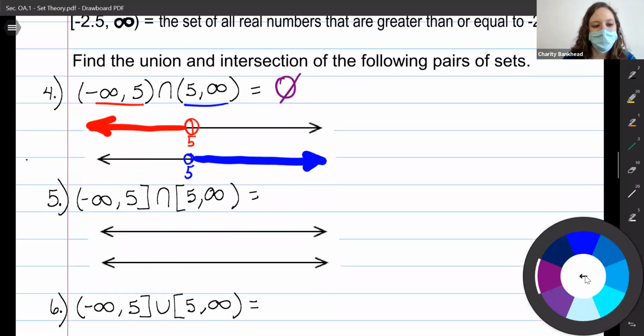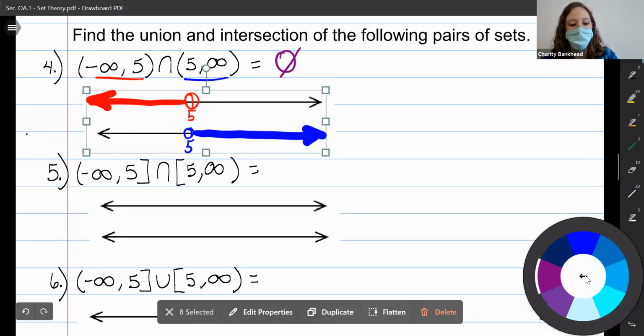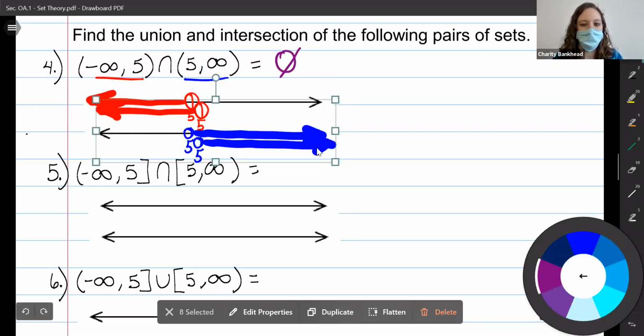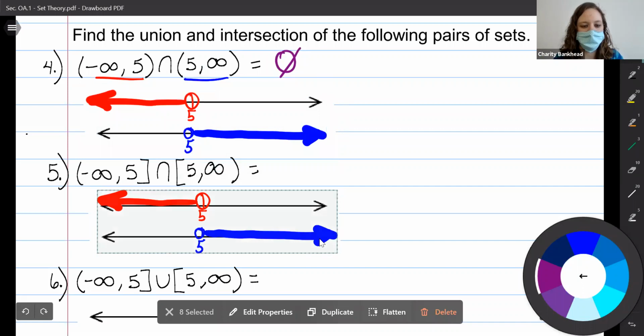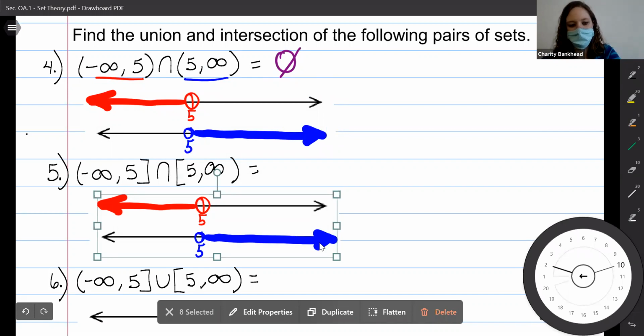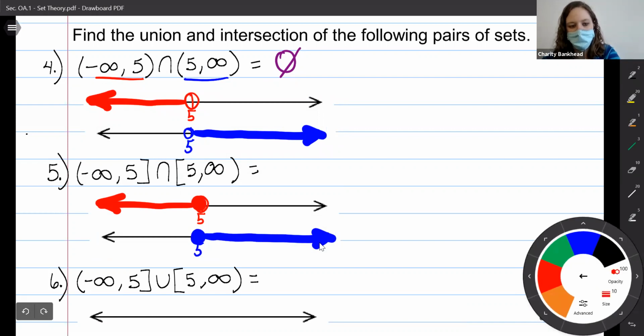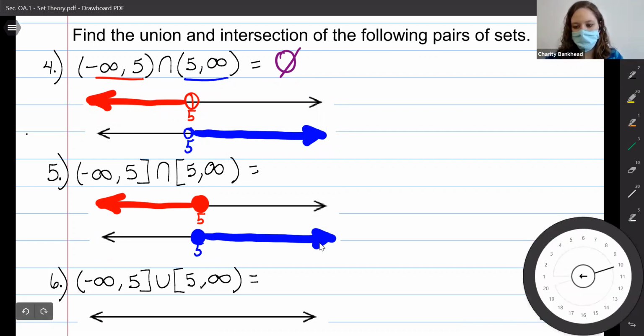All right, on number 5, it's basically the same thing, only with brackets. So the number line would look pretty much the same, only we would fill in those circles. So in that case, they do overlap only on the number 5. So the intersection for those two sets would be not an actual interval, but just the set containing the number 5.